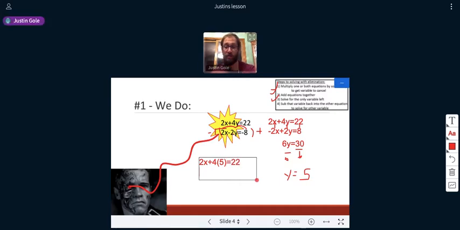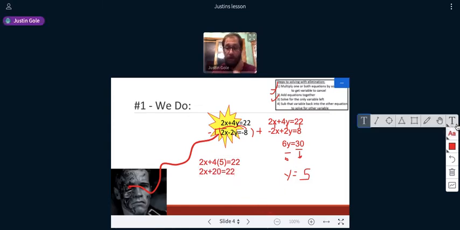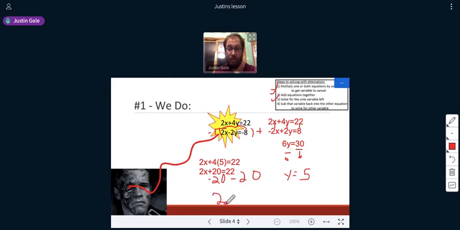Now I solve this equation. 2x plus 20 equals 22. Right, I just simplify. We subtract 20 from both sides. Once we get to an equation like this, we should know how to solve this, right? 2x equals 2, so we're going to get x equals 1.